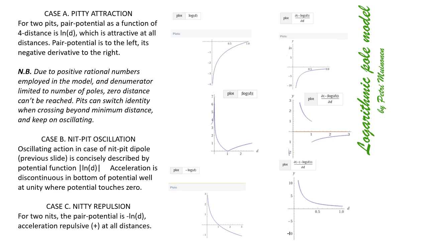And as a last case, we have a nit-nit pair, and there the pair potential is minus logarithm d, shown here, and its negative derivative shows a positive acceleration, meaning that two nits are repelling each other and moving farther away from each other if there are no other poles involved in that context. And this is a repulsion that is infinitely far reaching as well. So this is something that keeps the system's expansion going when additional nits are introduced into it.